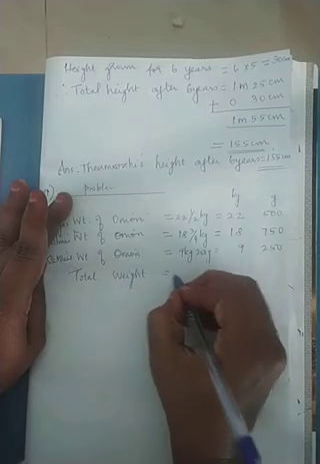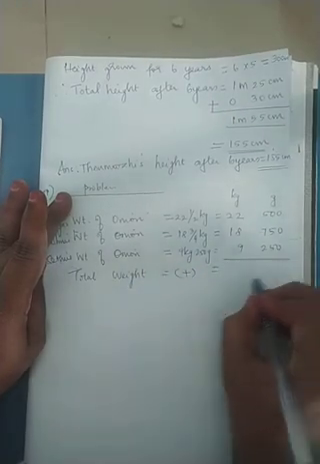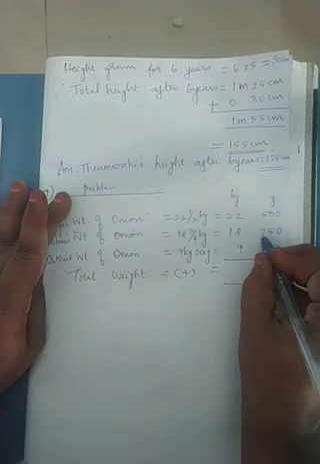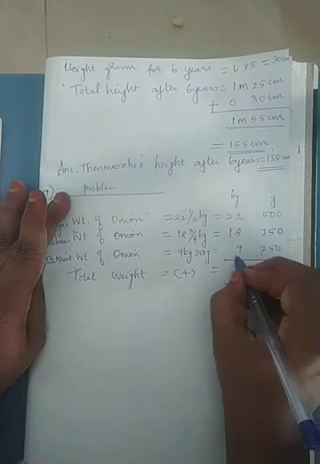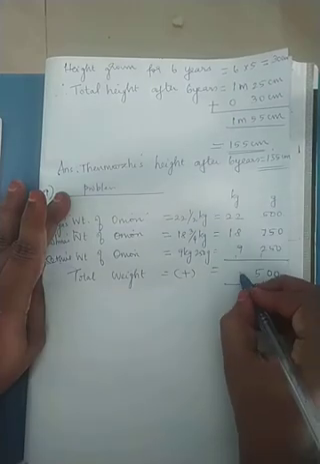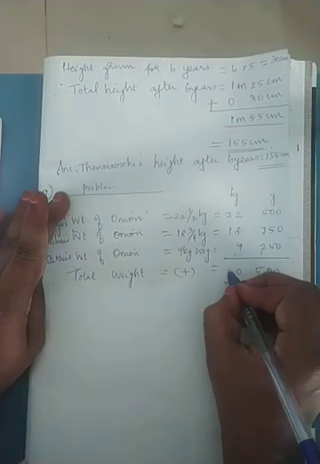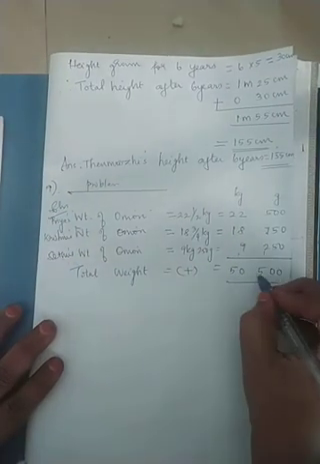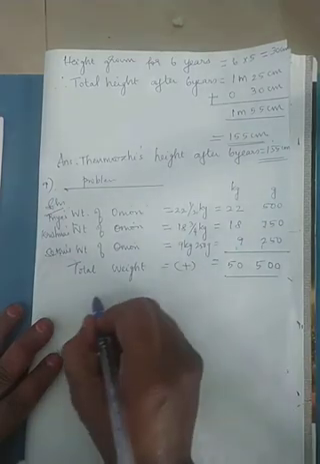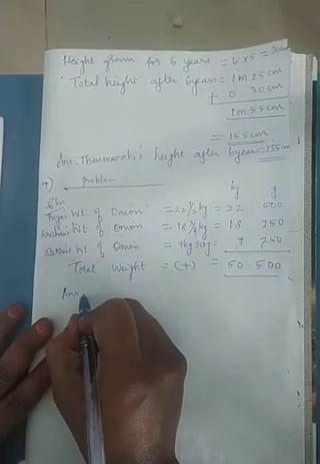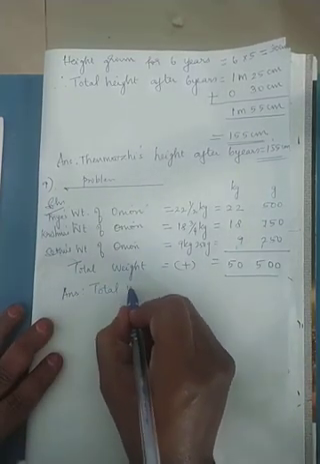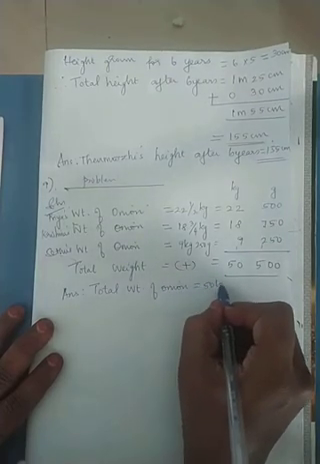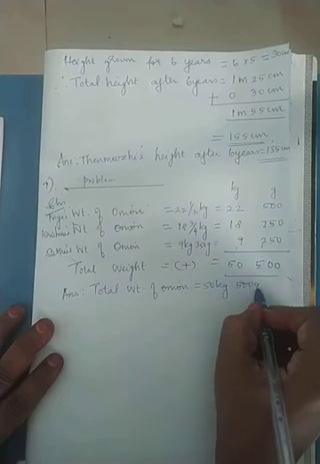To find the total we have to add all of this. 5 plus 5 is 10. This will become 10, 15. Then this is 10, 18, again 22. So this is 50 kg 500 grams. So in the answer, write total weight of onion is equal to 50 kilograms and 500 grams.